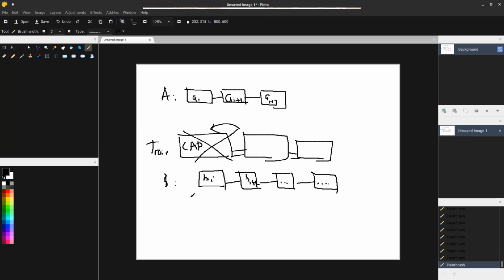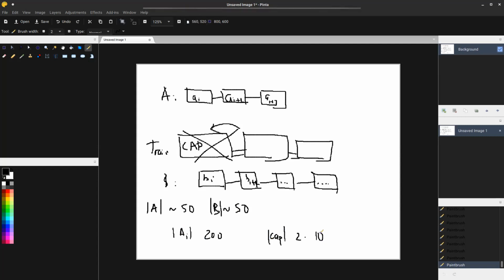Cool. So let's talk about the constraints a bit. The size of A is about, how many is that? 50. Size of B is 50. A_i is about 200, still the same with B_i. The capacity of the train car is 2 million. And the number of train cars, we denote this as N, is 100. Okay, let's just keep these details in mind.